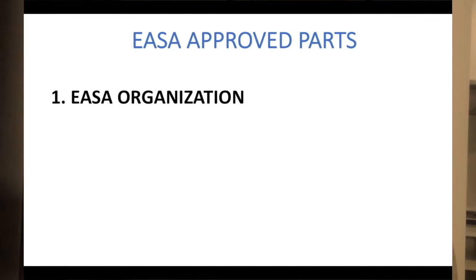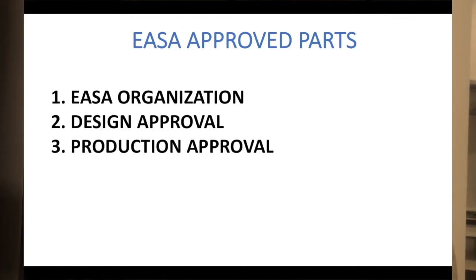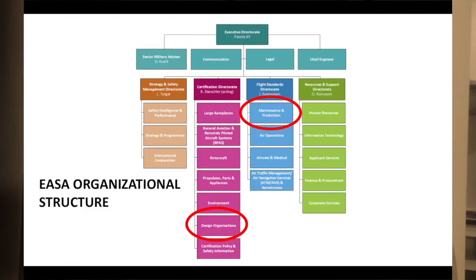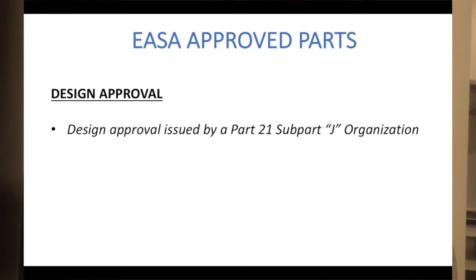Now let's talk about the EASA approved parts. We are going to be discussing the EASA organization, the design approval process, and the production approval process. If you look at the chart of the EASA organizational structure, you're going to see that there are basically two organizations involved. They're circled in red: the design organization and the production organization. So when it comes to approving parts, the first step is that the part has to be approved by the design approving organization of EASA.